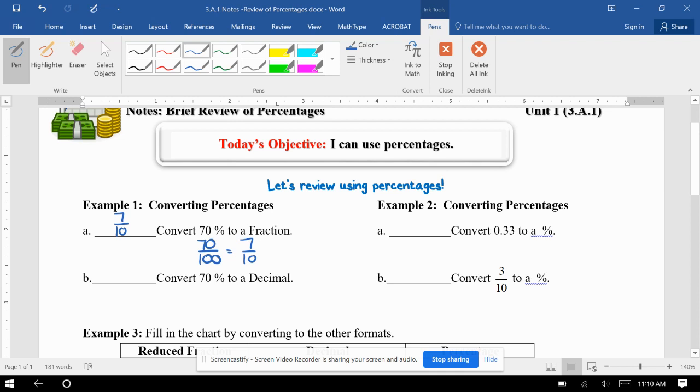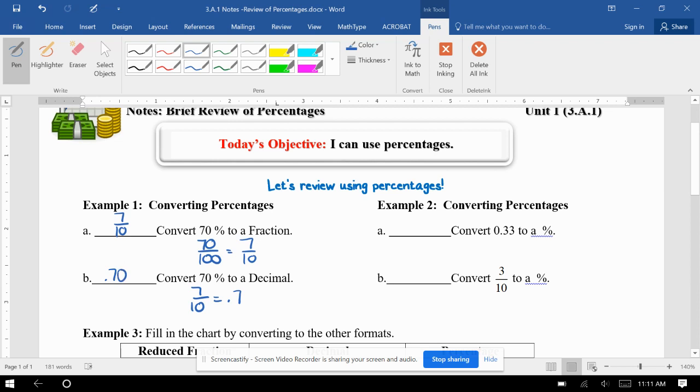If I want to represent that same percent as a decimal, I just have to remember that 7 out of 10 is the same as 7 divided by 10. I can plug that into my calculator and get 0.7 as a decimal. Just remember that fractions are division problems. If you want it to look like the 70, you can put the extra 0 there, but you don't necessarily need to do that.